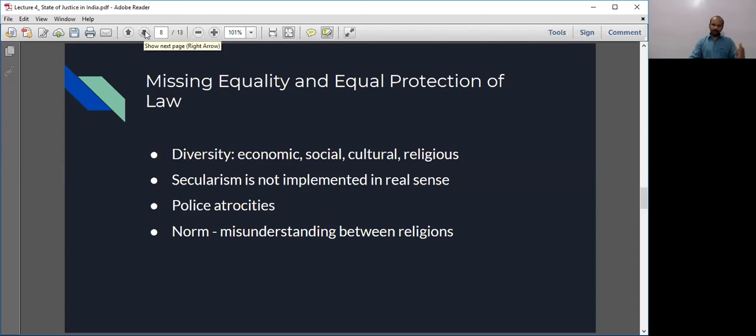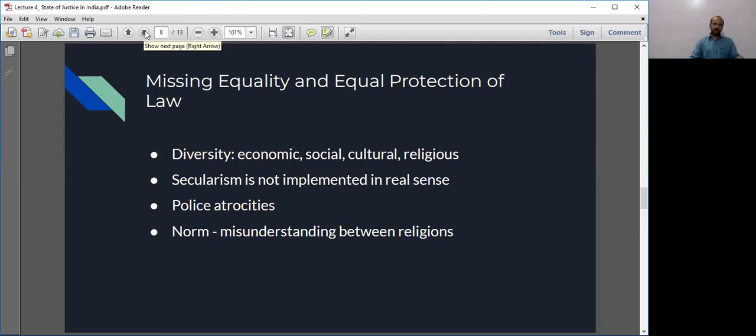Similarly, there are certain political prisoners in the state of Jammu and Kashmir who are still under detention, and therefore one can ask how they are provided equal protection of law. Because in this case, the government has not made it clear what their crime was in the very first place. So such things are there.